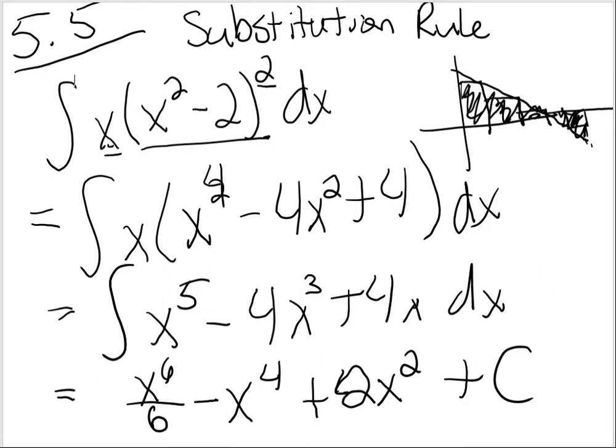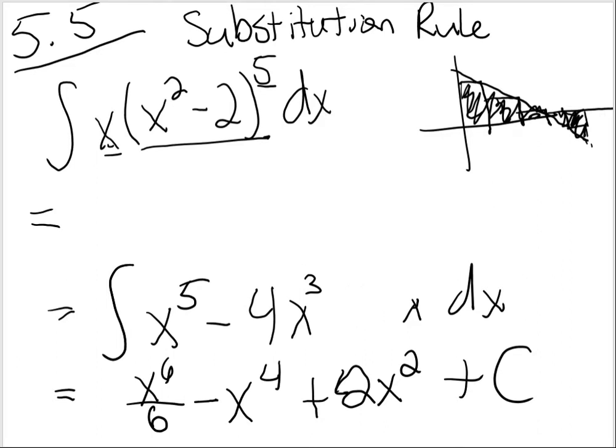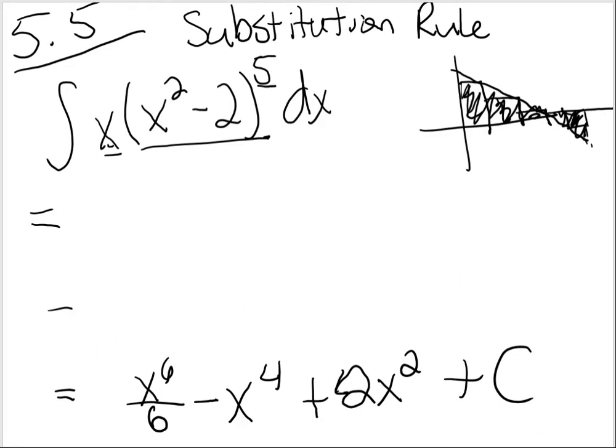And that's all fine. But is there a quicker way? Like, what if I change this to something to the 5th? I really don't want to do that integral if I don't have to. And there is a quicker way. And it is analogous to how we had the chain rule for differentiation. Now we're going to have the substitution rule for integration.